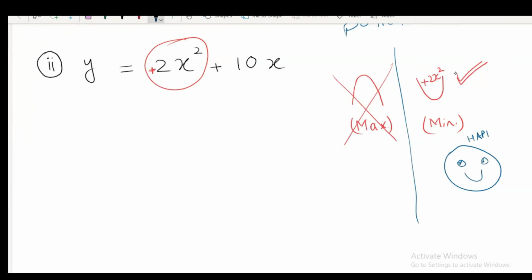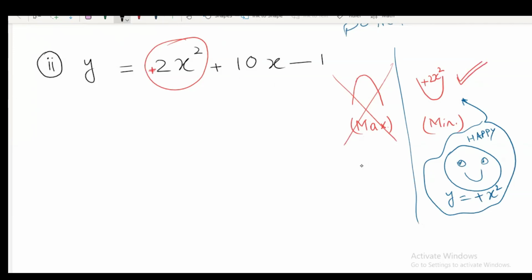Happy face for positive x squared, y equals positive x squared. Now, we have decided that this is the minimum value function, and this type of parabola will be drawn. So now step number 1 is to find the x-intercepts.